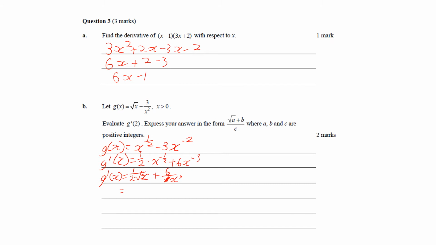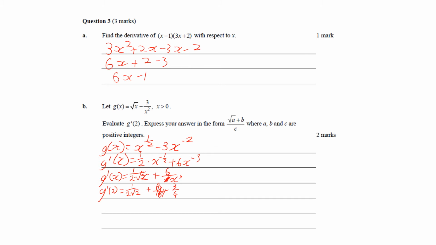So now I find g dashed of 2 by substituting x equals 2 into this, so I'll get 1 over 2 times the square root of 2 plus 6 over 2 cubed, which is 8. But I know that 6 over 8 is just the same as 3 over 4. Cool. So this is what g dash of 2 is, but I need to express my answer in the form that they want. I need to express my answer as square root of a plus b over c.